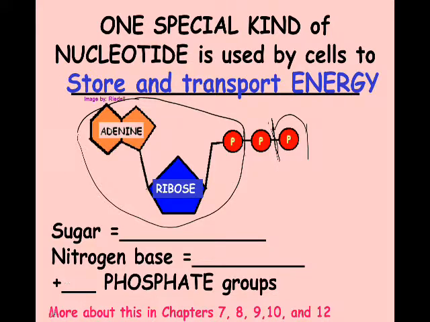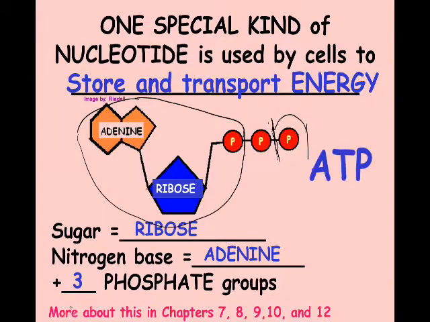This molecule has ribose for the sugar, it's got adenine in the nitrogen base spot, and it's got three phosphates. This is called ATP. The T stands for tri. Think triangle, tricycle. Tri means 3. And the P is for the phosphate. It's got 1, 2, 3 phosphate groups attached to it.